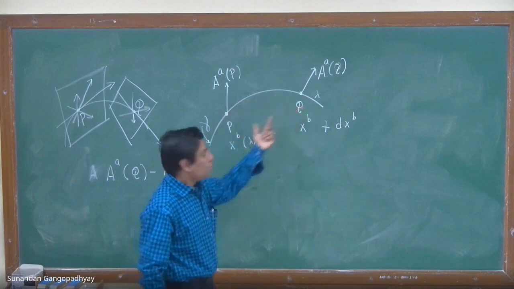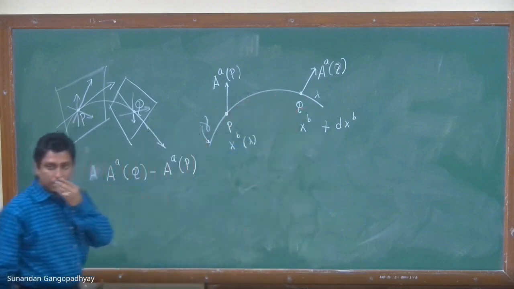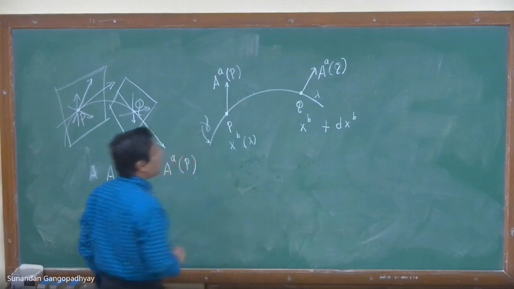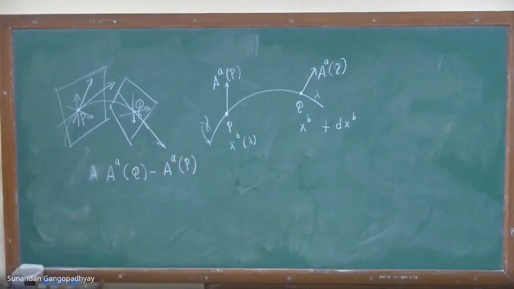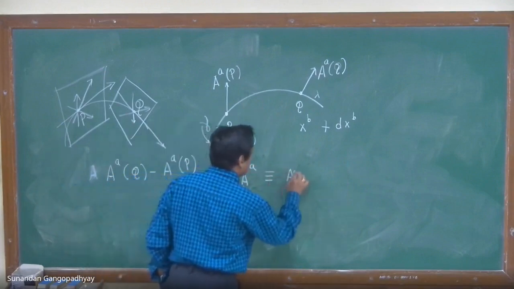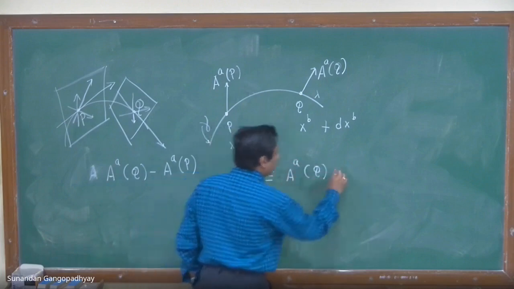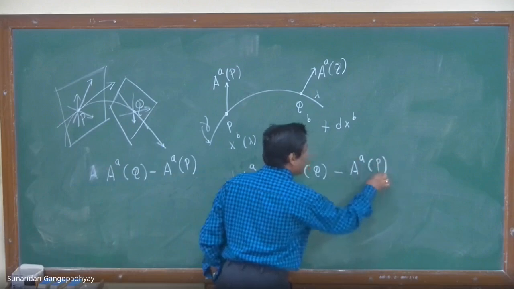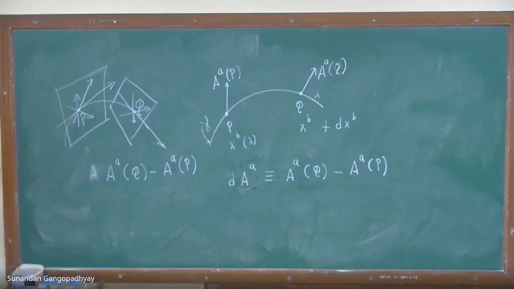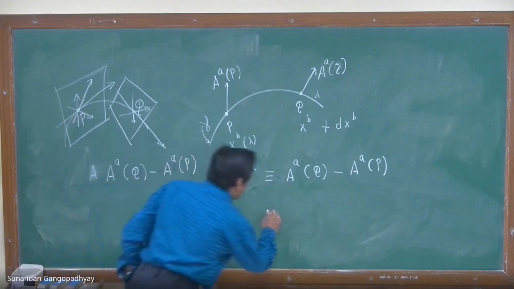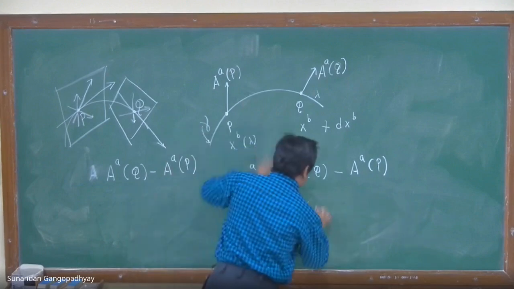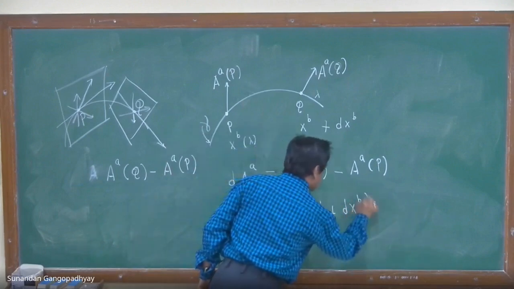I want to differentiate, so I take two points which are infinitesimally close to each other. Let us define the particular operation which I shall denote as delta A^a. I shall call delta A^a this particular thing: A^a at Q minus A^a at P. My aim is to show that this does not transform in a tensorial way. Q is nothing but x^b plus dx^b.